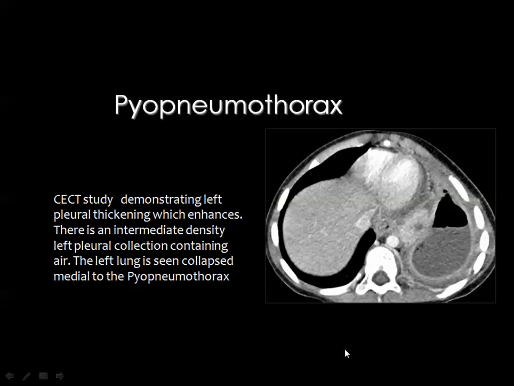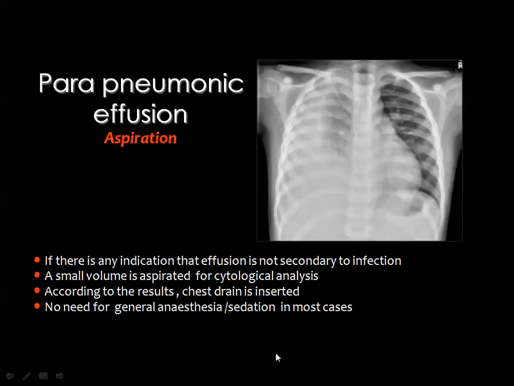And sometimes you get air within the infected pleural collection, and this is what we call a biopneumothorax. And here you can see that the parietal pleura and the visceral pleura are thickened and enhanced, denoting that this is an empyema. The presence of air within the empyema is an indication of the development of biopneumothorax.